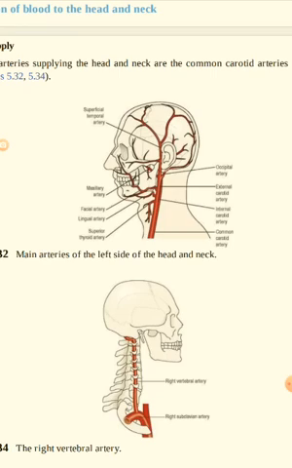Coming towards the internal carotid artery. The internal carotid artery basically supplies the various areas of the brain.